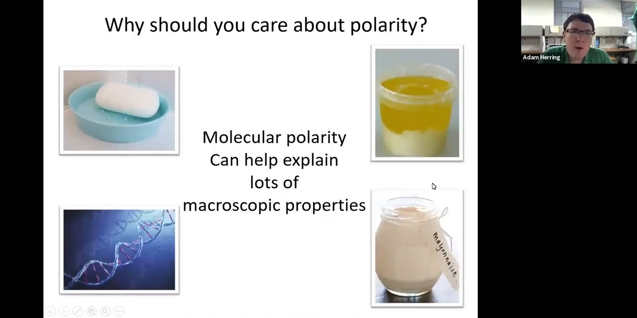So let's first talk about why you should even care about whether or not a molecule is polar. It turns out that molecular polarity can actually explain a lot of the macroscopic properties of molecules.